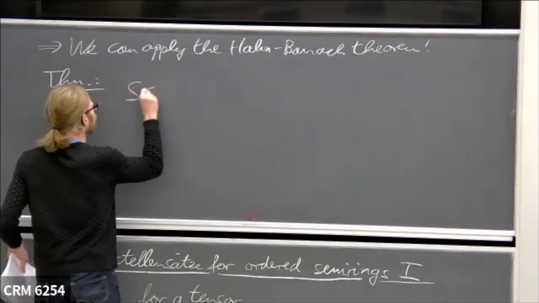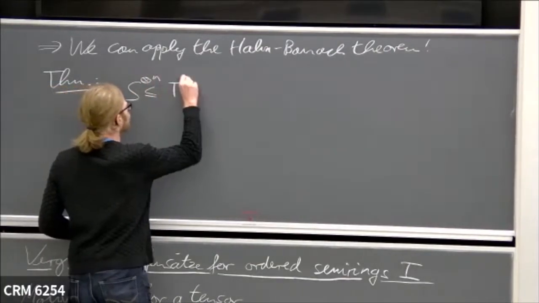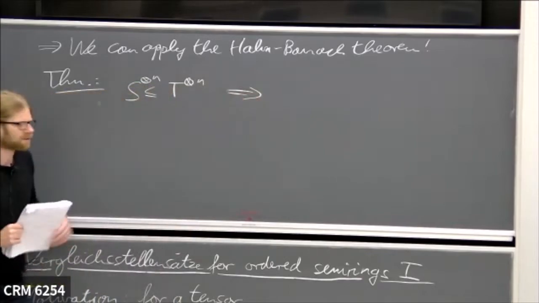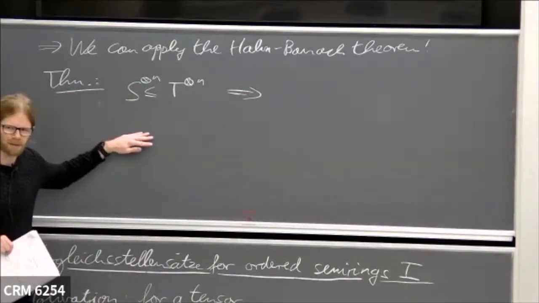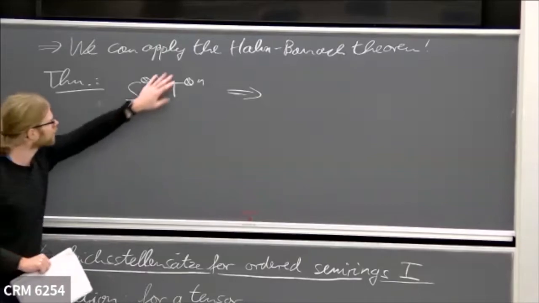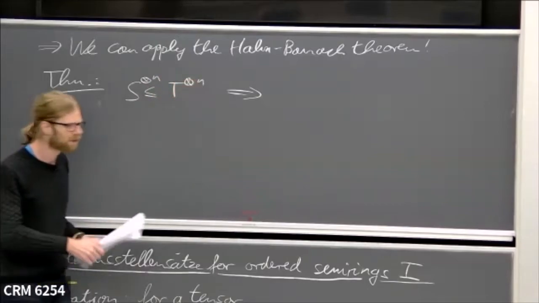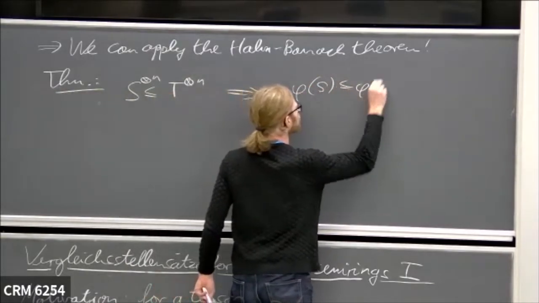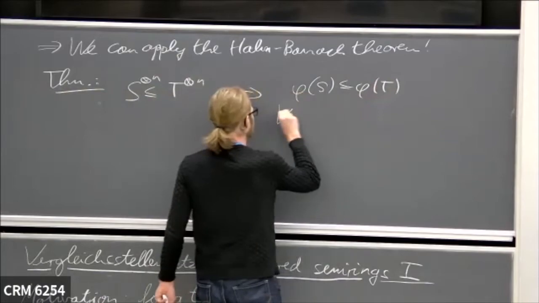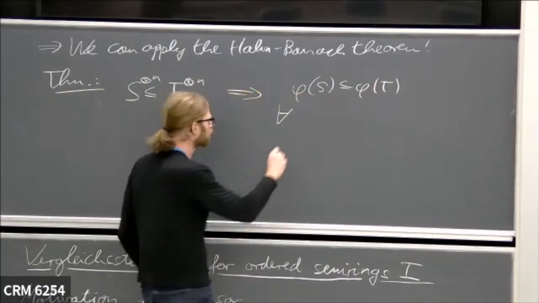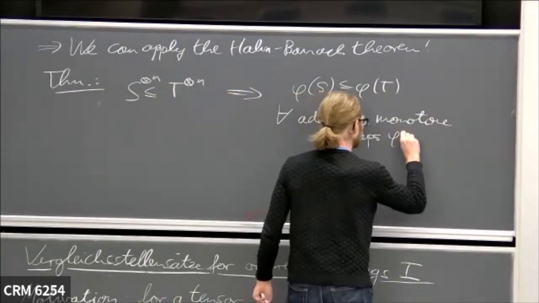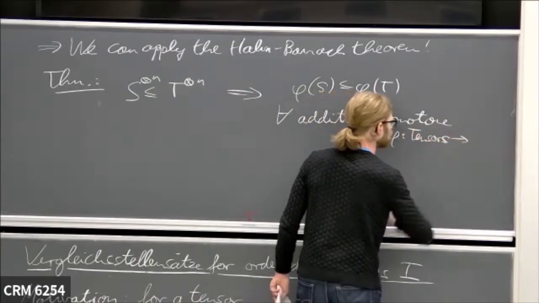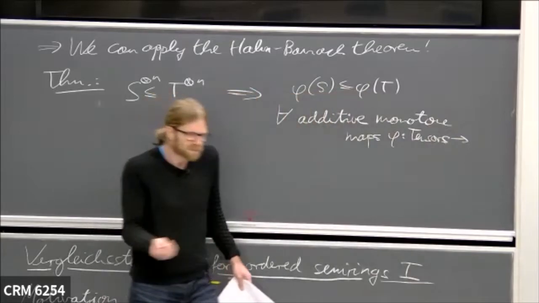That we have that whenever this holds, and this is the trivial direction of the theorem, and then I'm going to write down the more difficult direction that actually requires the Hahn-Banach theorem. That then certainly phi of S is less than or equal to phi of T for all additive monotone maps going from our ordered commutative monoid of tensors to the reals.